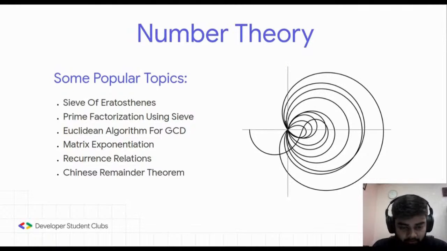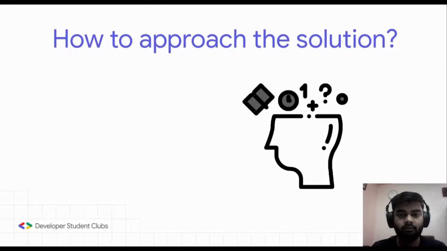And the Chinese remainder theorem. This is also a very important algorithm which is useful in competitive programming. There are many such algorithms which are used, but these are some common ones. So let's get to the next slide.